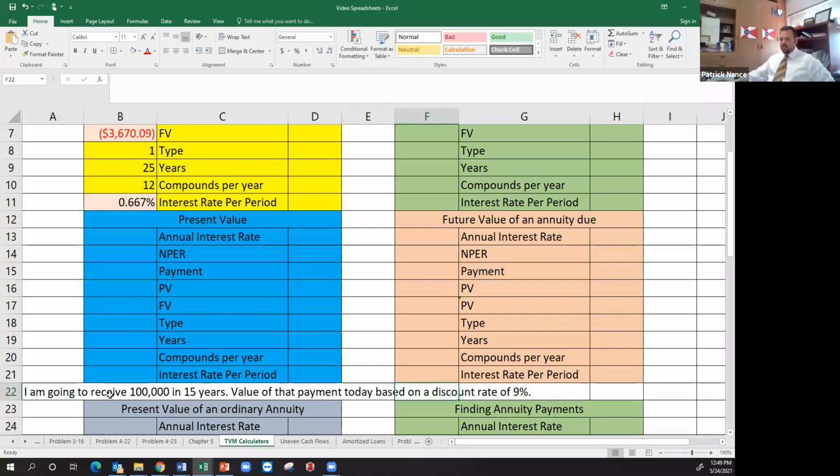And discount rate, the only reason we use the term discount rate rather than interest rate is because of the direction we're going. We're discounting it backwards. It's still an interest rate. Since it's in reverse, it's called a discount rate rather than an interest rate. So the annual interest rate is 9%.